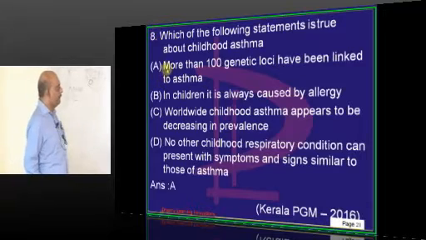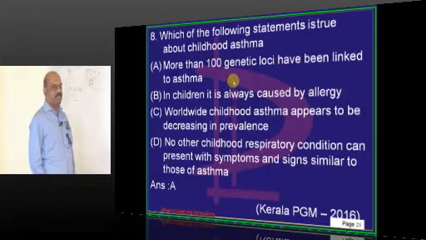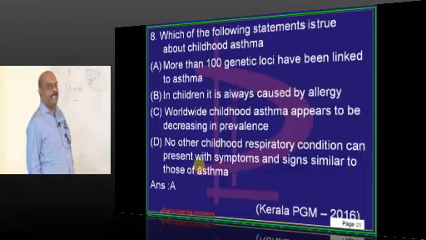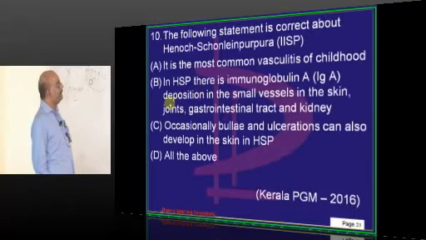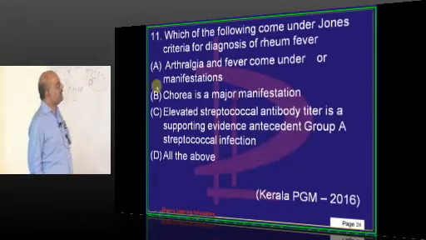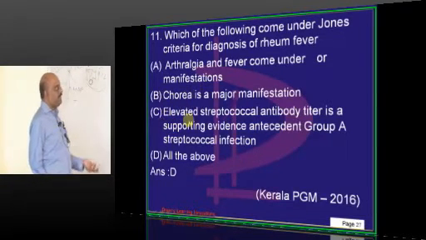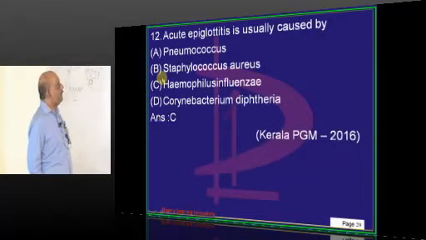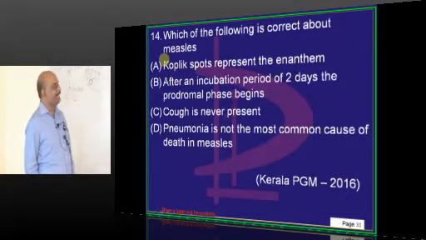Now doctor, childhood asthma. There are more than 100 genetic loci. Common sense question, purely general GK. Remaining all you should basically eliminate by common sense. SLE can present with all these things: seizure, serositis, thrombocytopenia. HS purpura, most common vasculitis, IgA nephropathy, etc. Rheumatic fever criteria: chorea is there, arthralgia and fever is there, elevated streptococcal antibody. They are all true. Acute epiglottitis is what? Haemophilus influenzae. Enteric fever is typhoid. At least this you must answer.